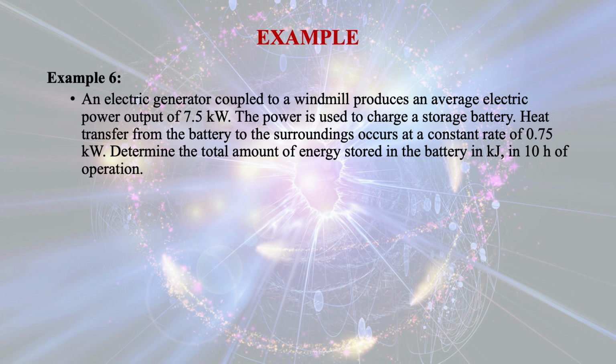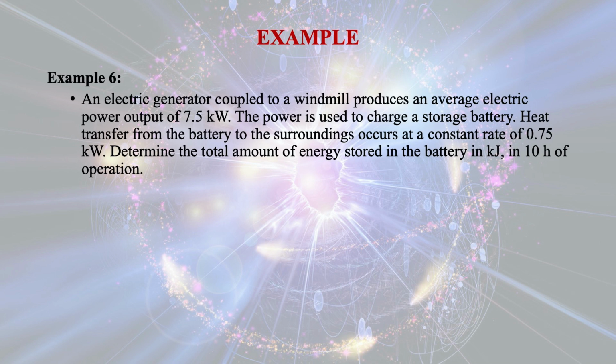Next problem. An electric generator coupled to a windmill produces an average electric power output of 7.5 kilowatt. The power is used to charge a storage battery. Heat transfer from the battery to the surroundings occurs at a constant rate of 0.75 kilowatt. Determine the total amount of energy stored in the battery in kilojoule in 10 hours of operation.